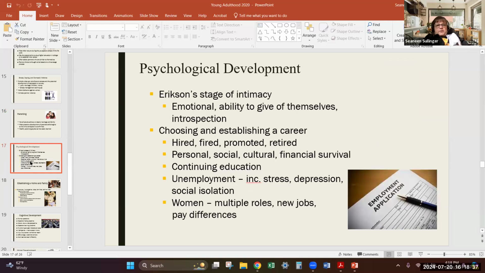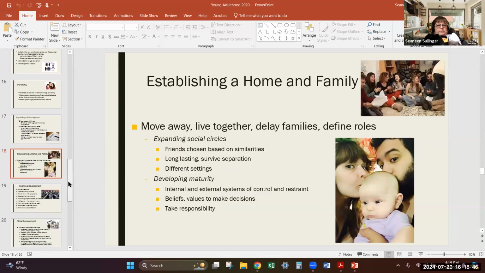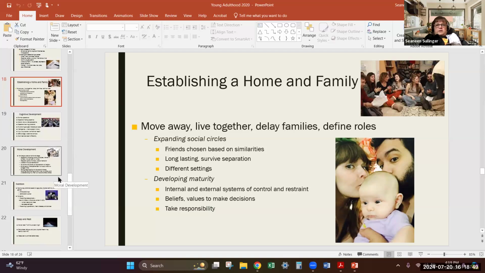So I think we've pretty much talked about the Erikson stages of intimacy versus isolation. This gives you some more information. And then being able to establish a home and family, groups and having nights out or meeting with friends and doing activities, expanding your social circles, and then being mature in terms of being able to have your own belief systems, your own beliefs and values, and taking responsibility for your life and being mature and running a household and having a relationship and caring for a partner and children.